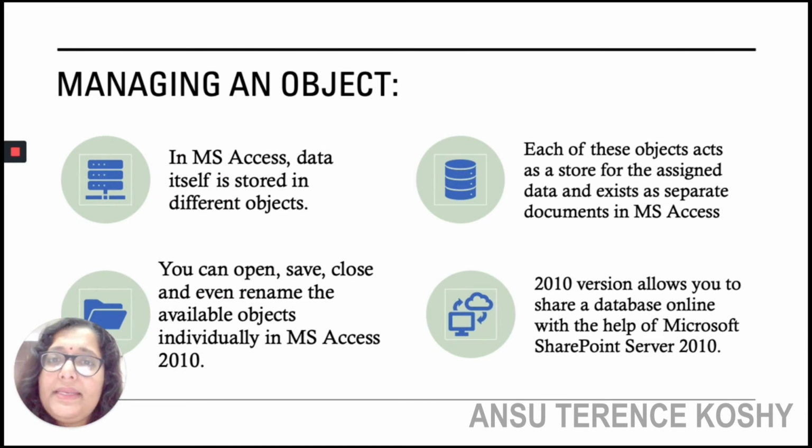What do you mean by managing an object? In MS Access, data itself is stored in different objects. Separate files are used to store different types of data. All these files are known as objects. Each of these objects acts as a store for the assigned data and exists as a separate document in MS Access. Each object is used for a specific purpose, so it is labeled differently. You can open, save, close, and even rename the available objects individually in MS Access 2010.